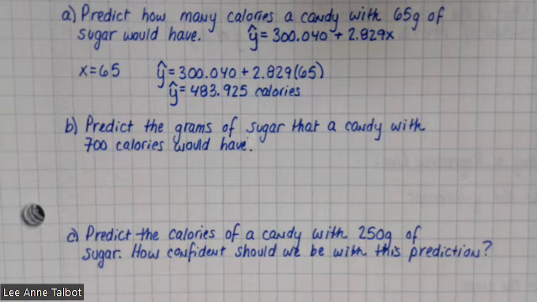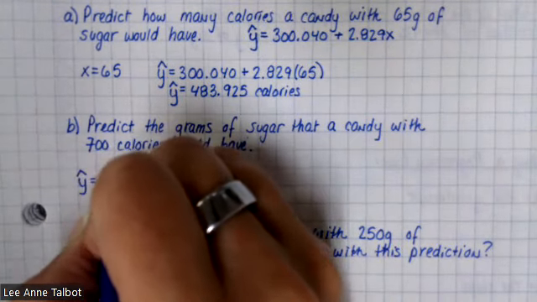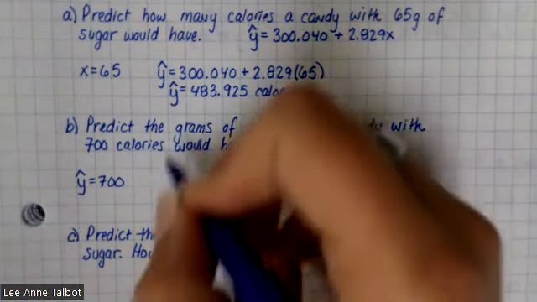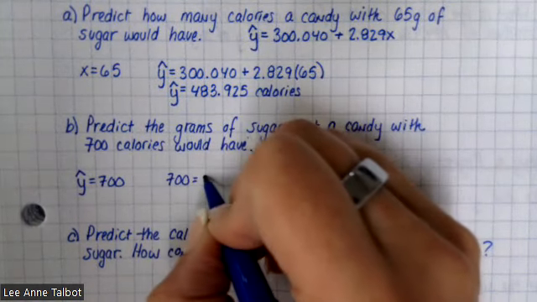Here's the funny thing. We don't really write x hat, even if we go backwards on b. Can you guys tell we're going backwards? Because it gave us the calories this time. We don't really write x predicted. So we're just going to put y hat equals 700.